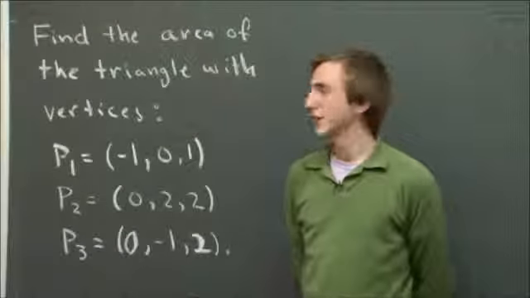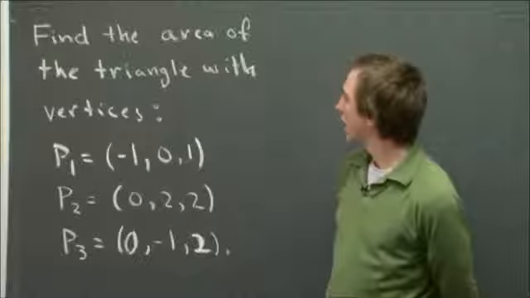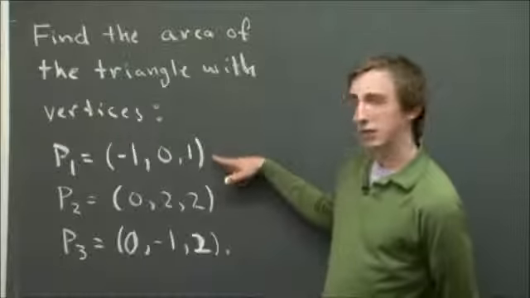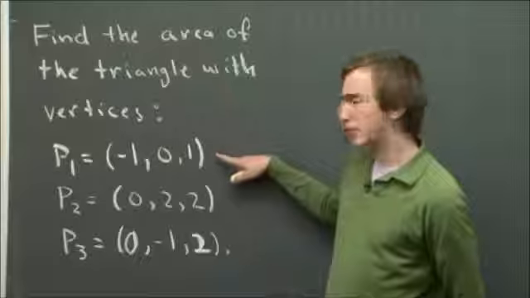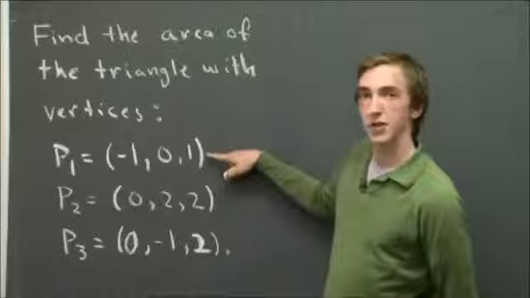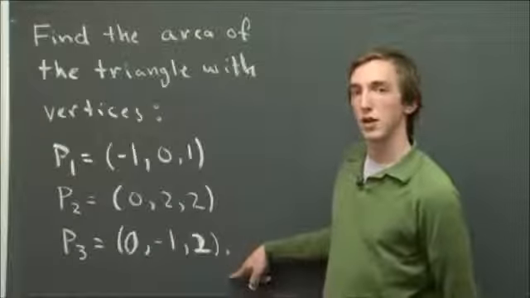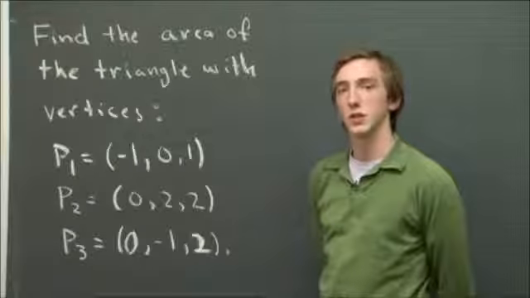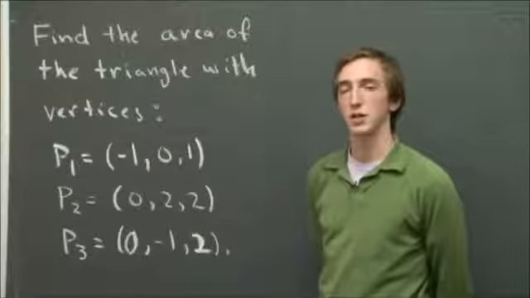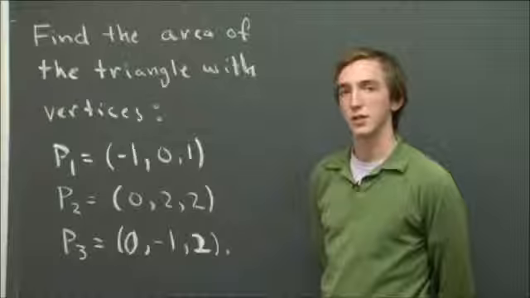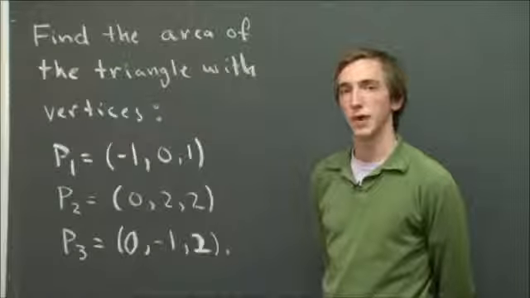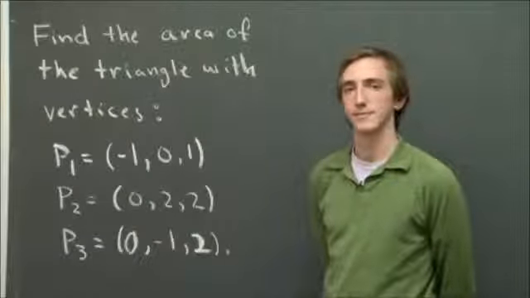In this problem, I'd like you to compute the area of a triangle. This triangle sits in space and it has its three vertices labeled here as P1, P2, and P3. So we're going to compute this area and we're going to do it using the cross product, which we learned about in lecture. So why don't you take some time to work this out, pause the video, and we'll check back in a minute and see how I did it.